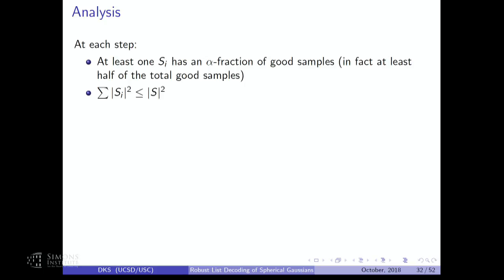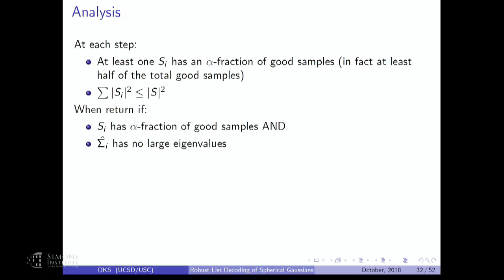And secondly, it'll always be the case that the sum of the squares of the sizes of these sets is at most the squared size of the original set. And this is mostly useful to say that we'll never have more than a polynomial number of these sets, so we'll never return more than a polynomial number of hypotheses, and it won't take more than polynomial time. Fine. Okay, but when we return an answer, what happens?